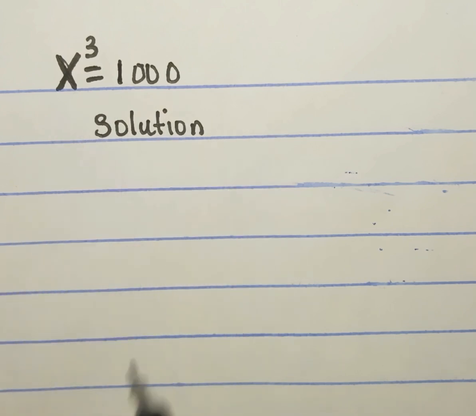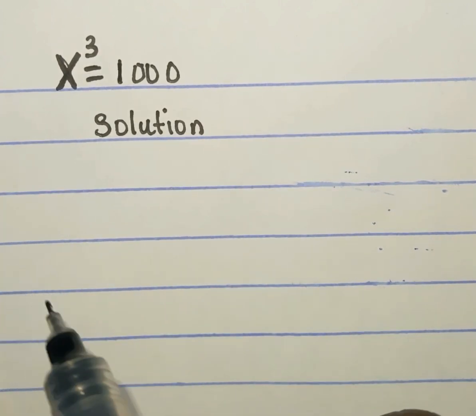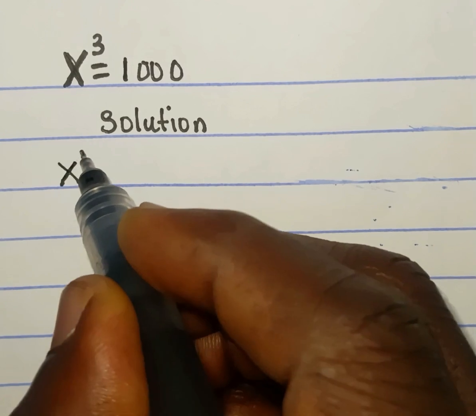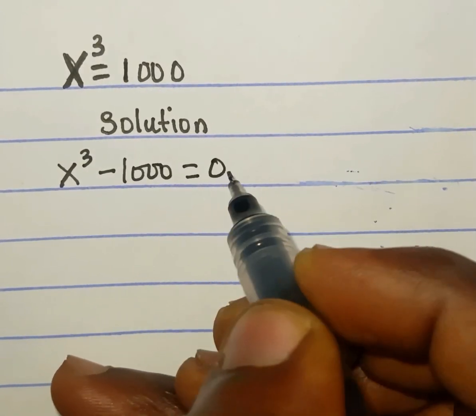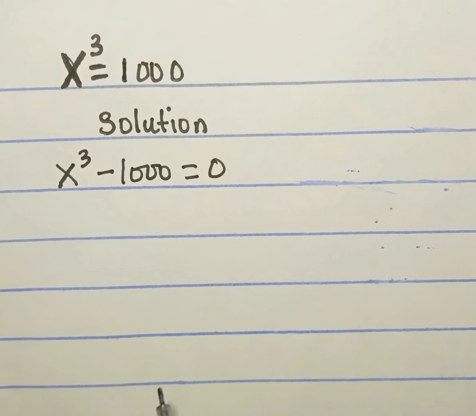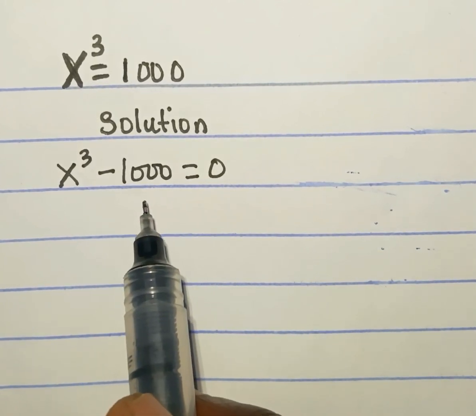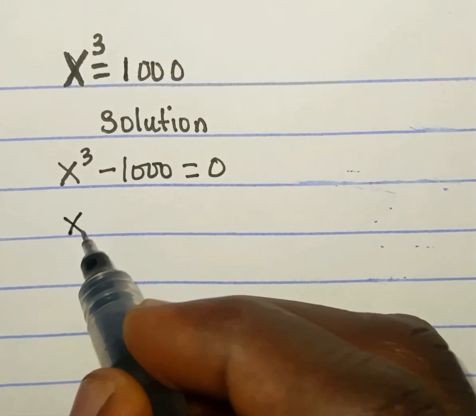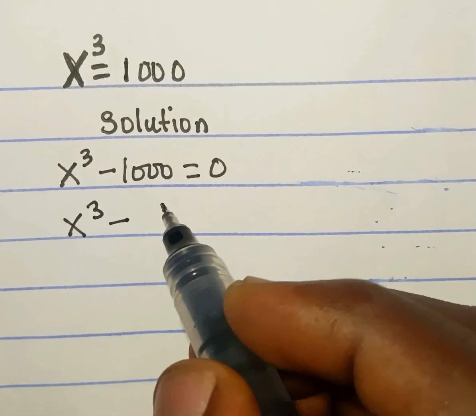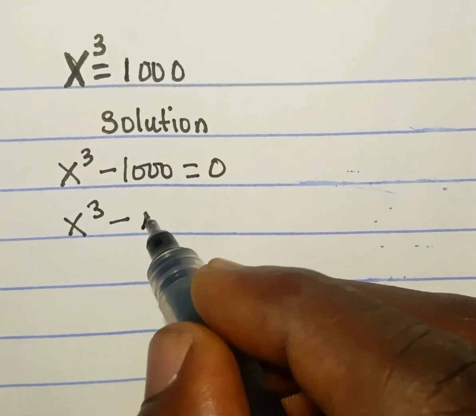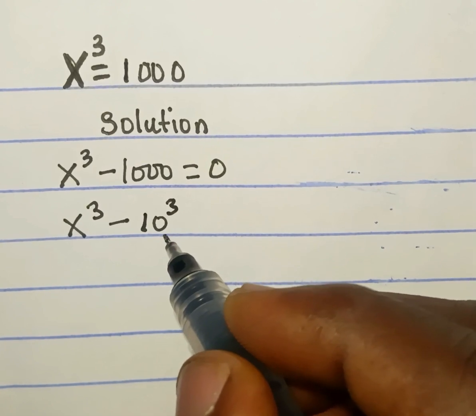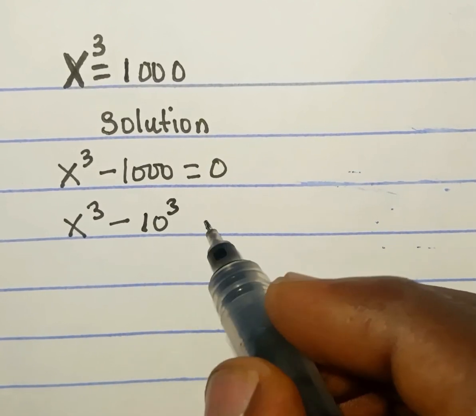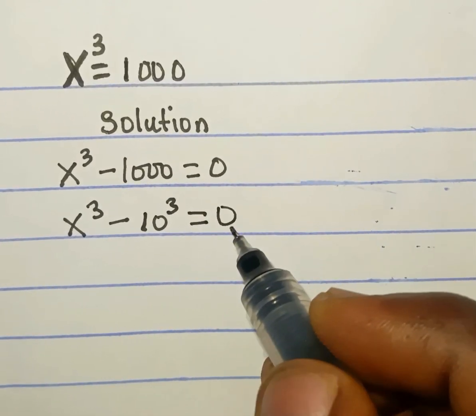To get that right, we're going to take this constant to the left hand side. We're going to have x to the power 3 minus 1000 equal to 0. The next thing we are going to do is to write this 1000 in cubic form. So we have x to the power 3 minus 1000, and in cubic form 1000 is the same as 10 raised to the power of 3, because when you multiply 10 by itself 3 times, it gives us 1000. So everything will be equal to 0.